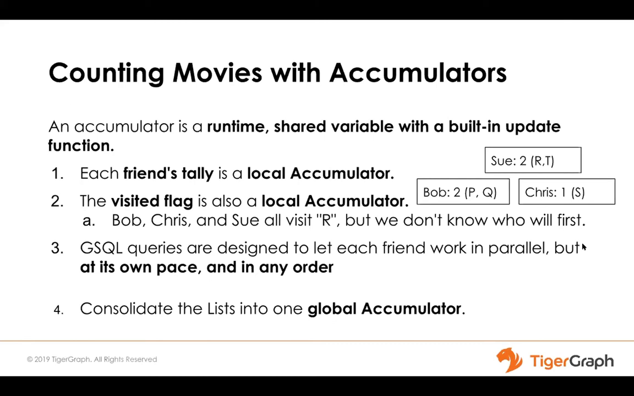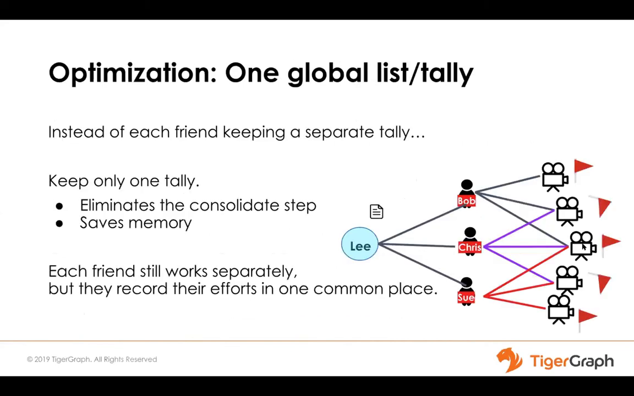And then finally, the last step would be to consolidate all the lists into one master list. And that would be a global accumulator because we only need one copy for the whole problem. It's shared, but even local accumulators are shared. But since we only need one for the whole problem, it's better to use a global accumulator.